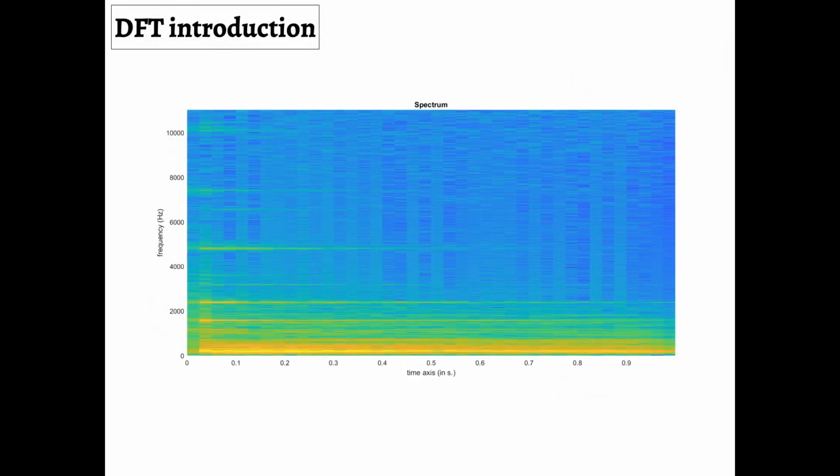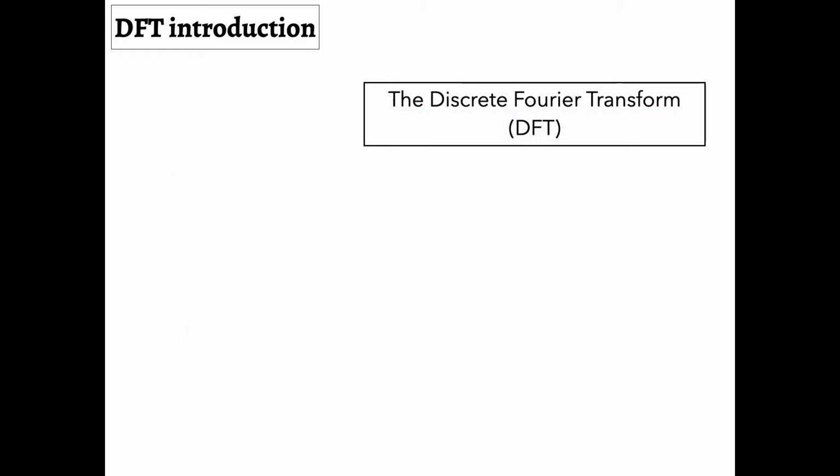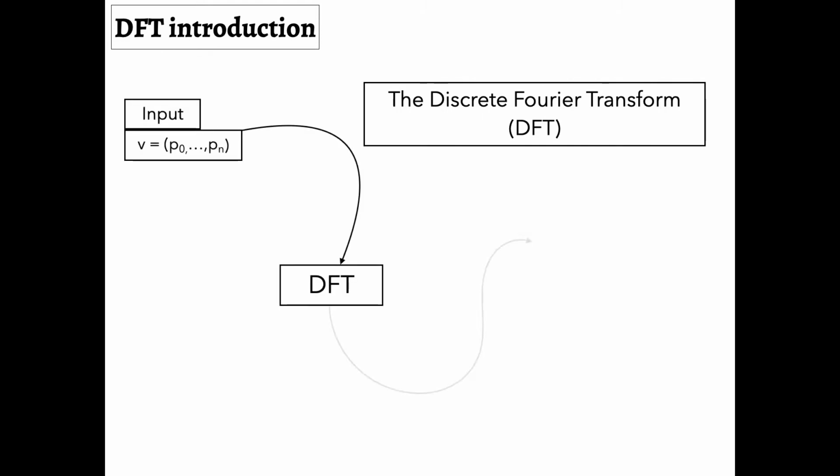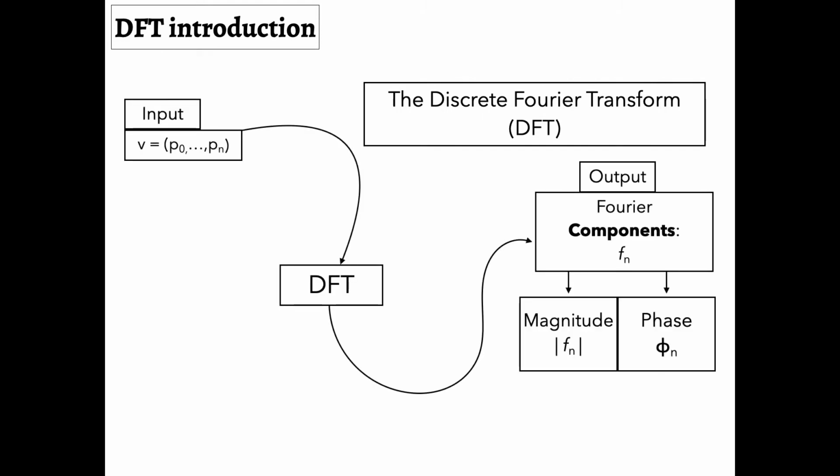Here's a spectrogram of the following chord. So this spectrogram is a Fourier transform of the audio signal we just heard. But how do we get all of this information, and how does the Fourier transform work? The DFT is an equation which breaks down a signal into its constituent sinusoidal parts. So, given an input, the DFT will return Fourier components, Fn, where each component corresponds with some type of sinusoid. Each sinusoid has magnitude and phase, although we'll only look to magnitude in this paper.